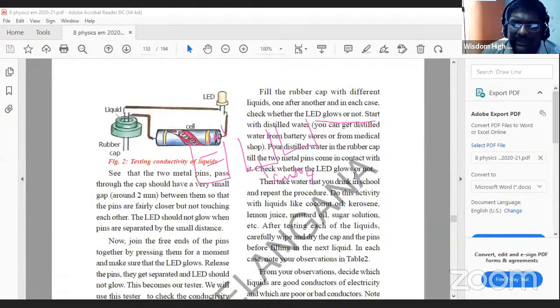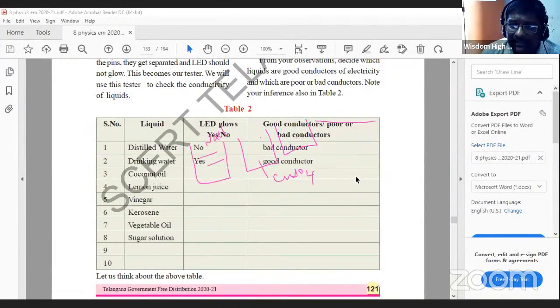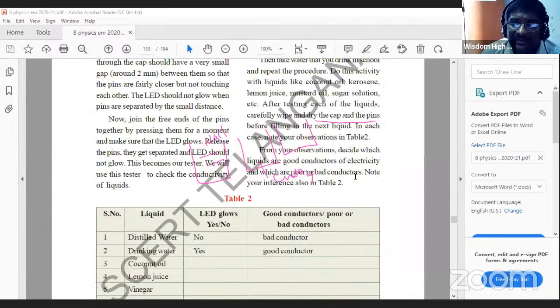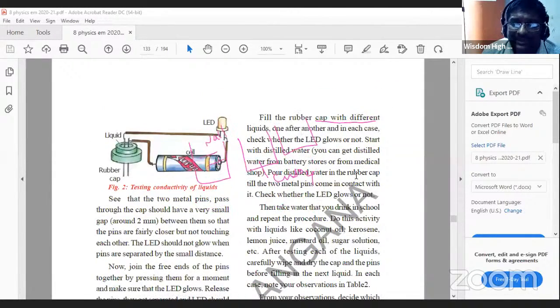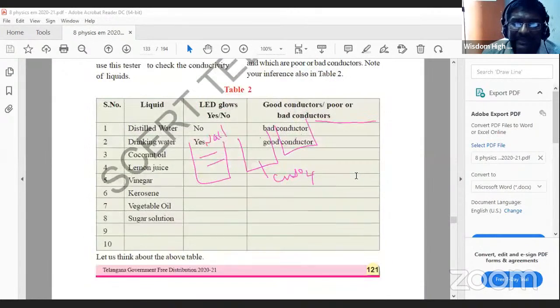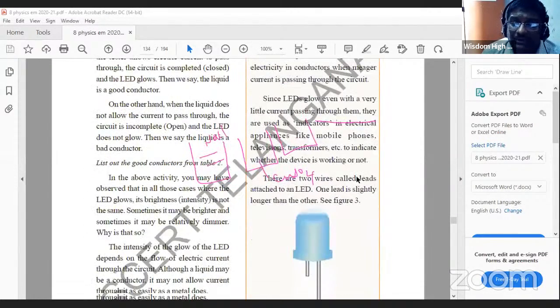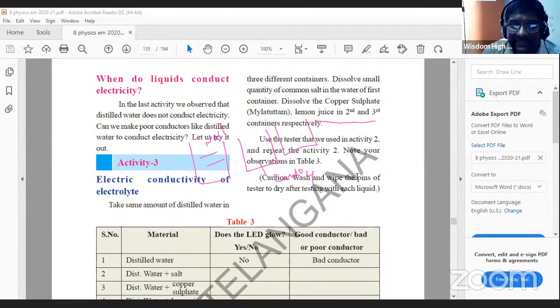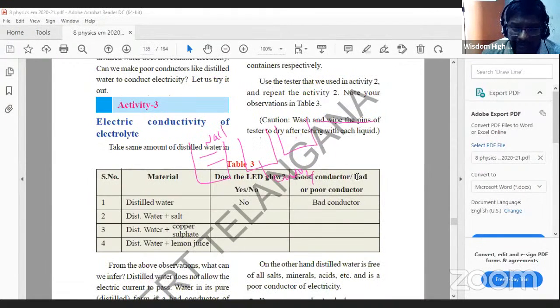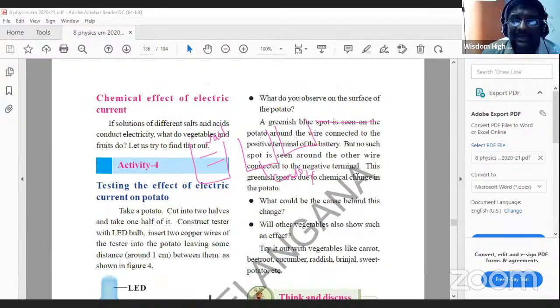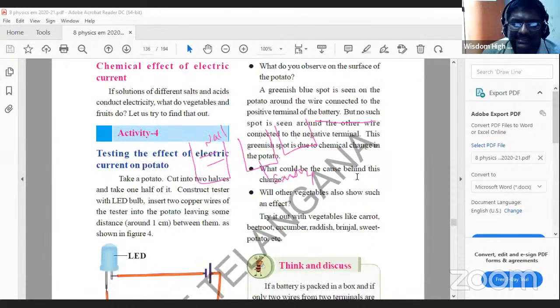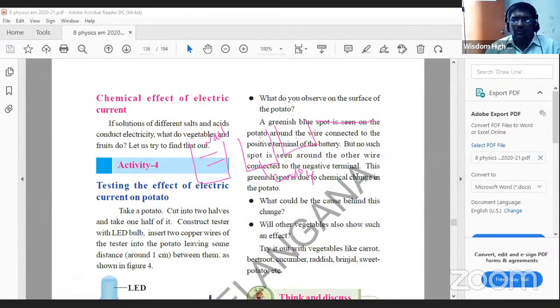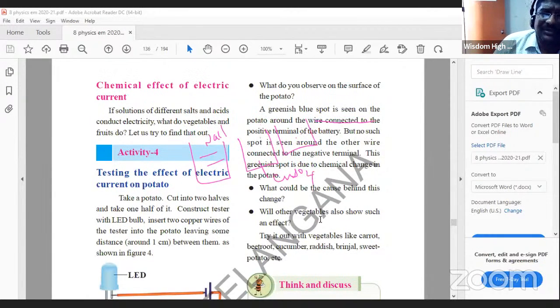So, the things we discussed, you know. After that, what is required for the conduction of electric current through liquids? Ions are required. Okay, salt is required. When do liquids conduct electricity? We also discussed that. Now see the chemical effect of electric current. Now we can discuss the chemical effect of electric current. So we just revised what we discussed previously in the regular class.